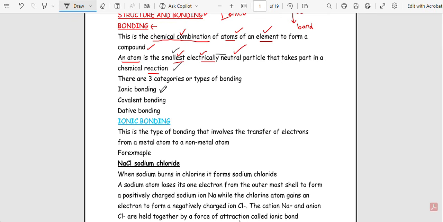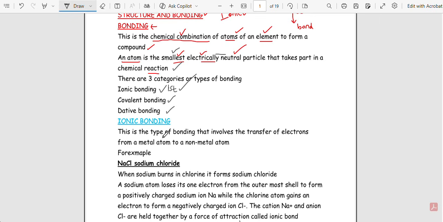So this bonding we are speaking about occurs in atoms of elements. But bonding is subdivided into three categories. We have ionic bonding, covalent bonding and dative bonding, but we are going to start with this one. So this is going to be our first one, ionic bonding, in this lesson. Then after this lesson we shall look at the rest.